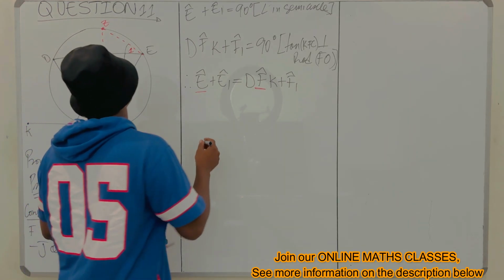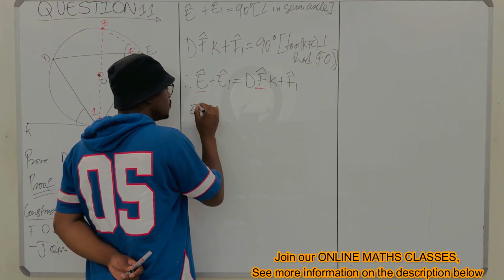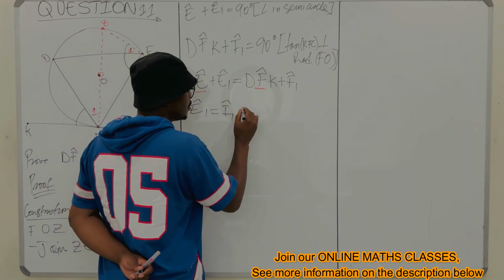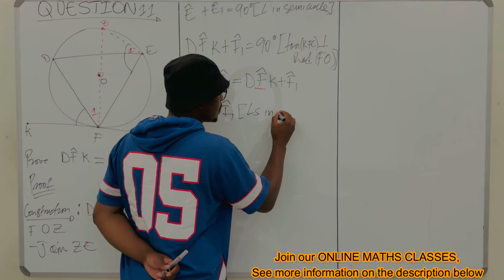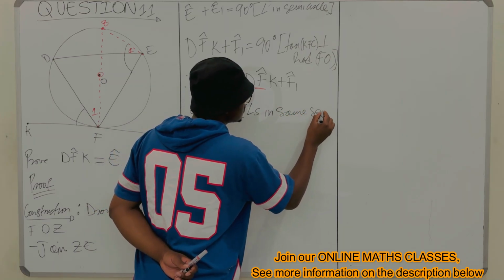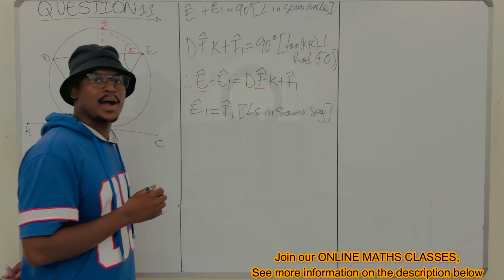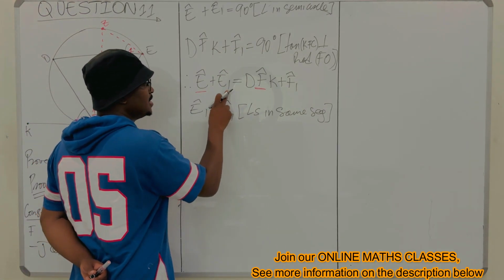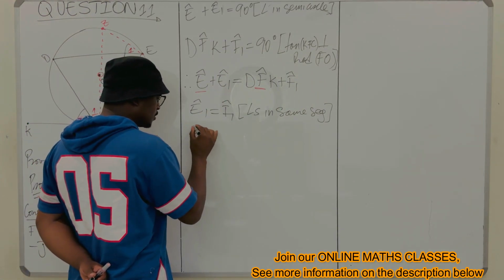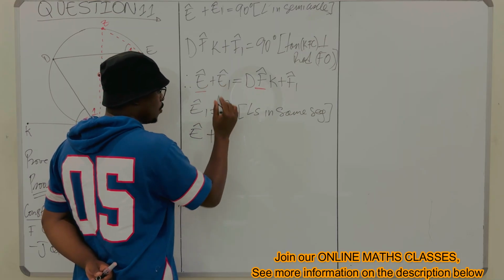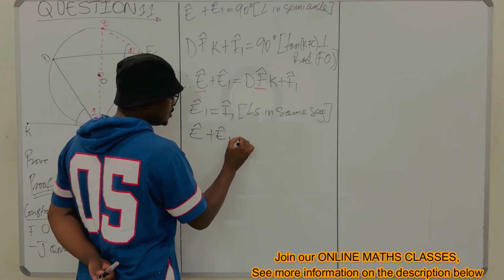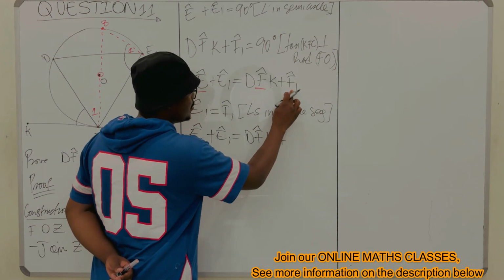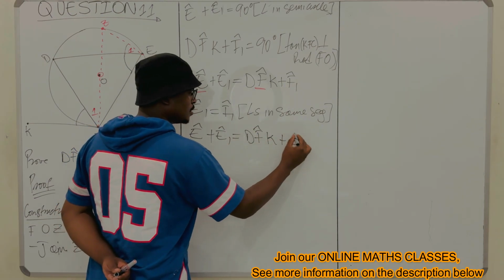In that case, what we say is, okay, E1 is equal to F1. Why? Angles in the same segment, which are the angles subtended by the same arc or same chord. Now these two are equal. So your angle E, plus E1, is equal to your angle F plus angle F1, which is the same as E1.